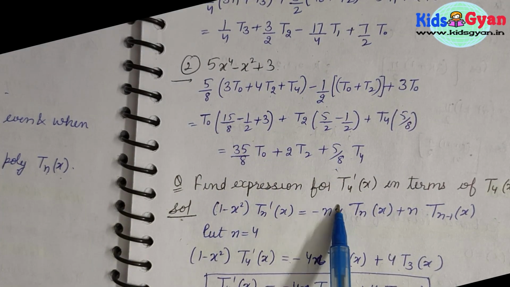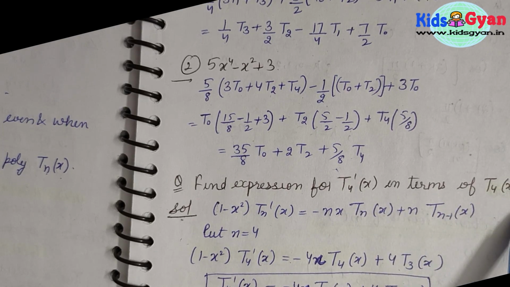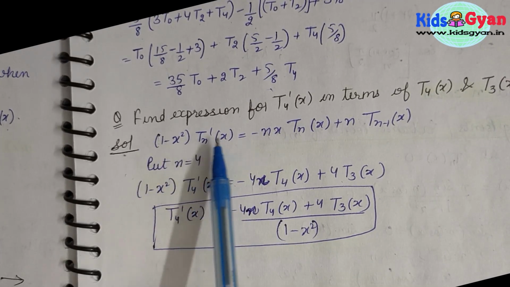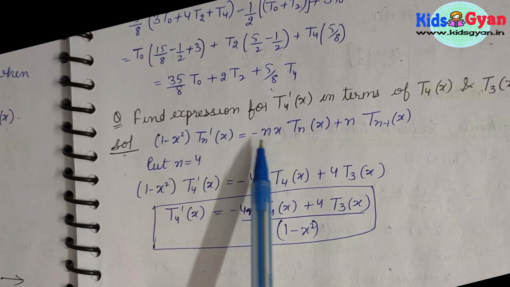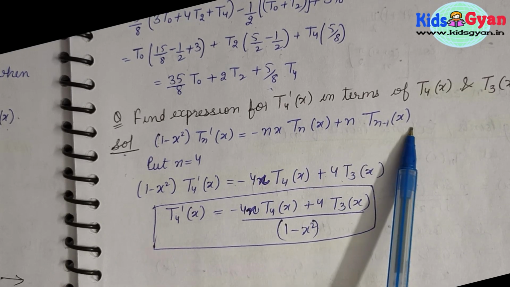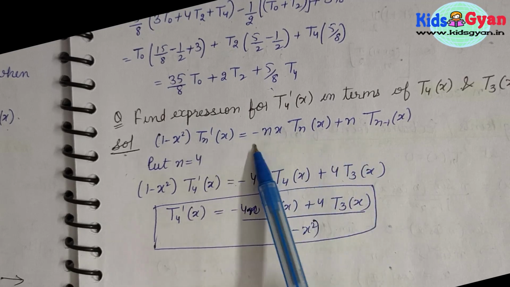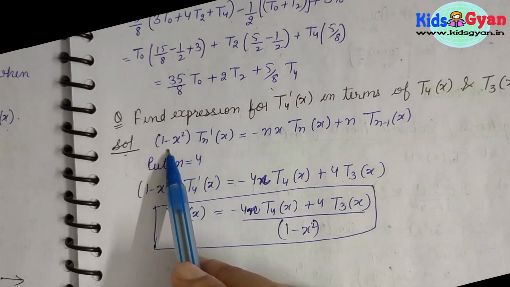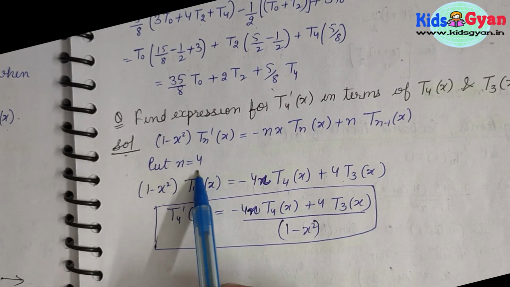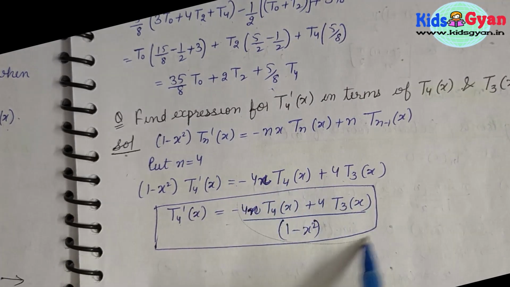Now find an expression for T'4(x) in terms of T4(x) and T3(x). So what we get: 1 minus x squared T'n(x) is equal to minus nx Tn(x) plus n Tn-1(x). As we know the recurrence relation between T'n(x) and Tn(x), if we put n equal to 4, we get T'4(x) in terms of this.